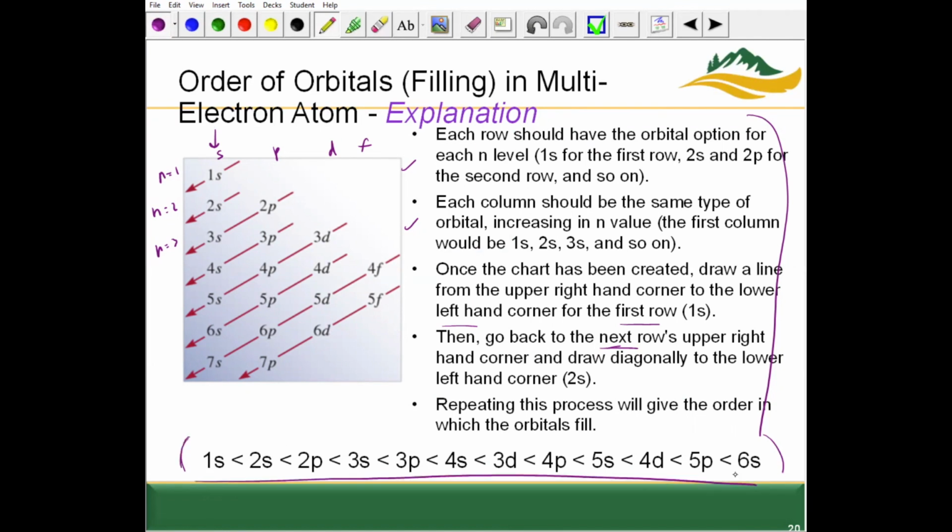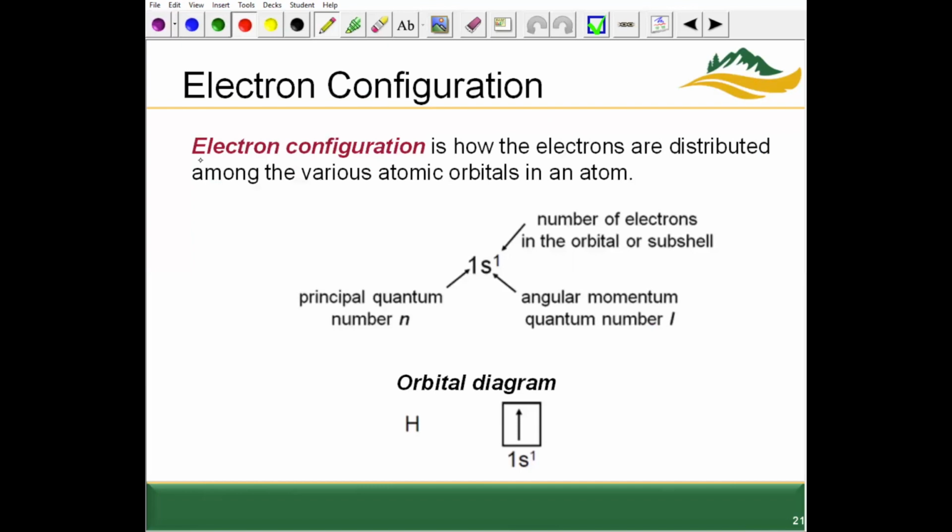So filling in order from increasing energy, so lowest. You want to start here at the lowest energy, then fill up through increasing energy, so then we go up to the highest energy. Start with the lowest, then work your way up to the highest energy subshell. What we've been talking about so far is the electron configuration. To define this, an electron configuration is how the electrons are distributed among the various atomic orbitals within an atom.